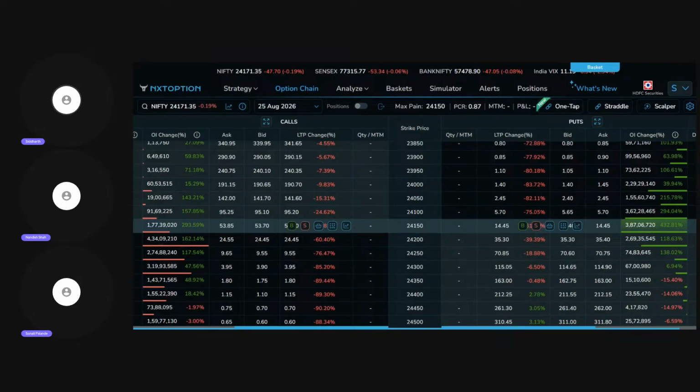Currently, Nifty is about 24,150, which means that this level is acting as an important intraday pivot. As long as Nifty remains above 24,150, the recovery structure can continue. But if Nifty starts trading below 24,150 and put open interest begins to unwind, then we can see a downward acceleration towards the 24,100 level. Now let me look at the price action.